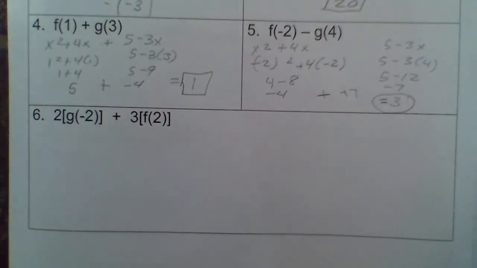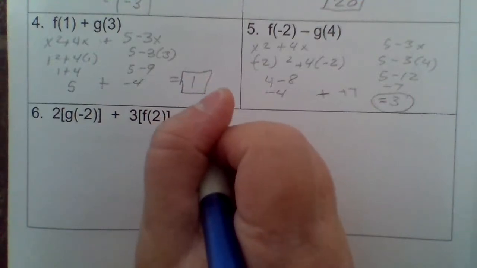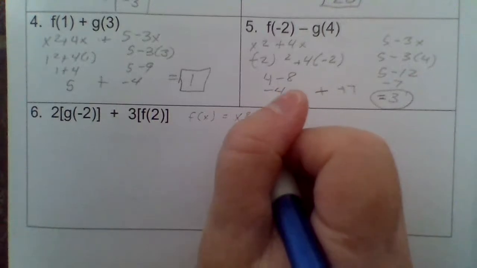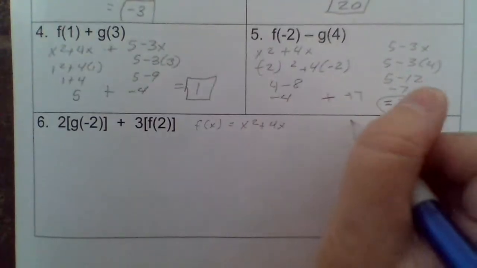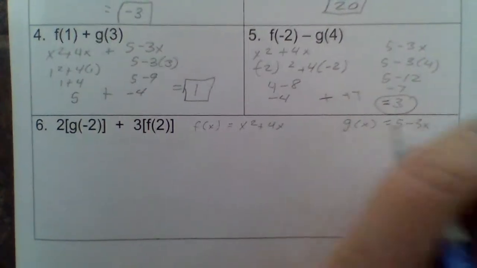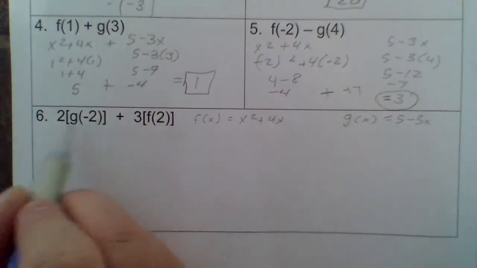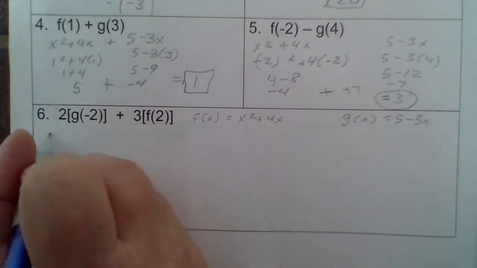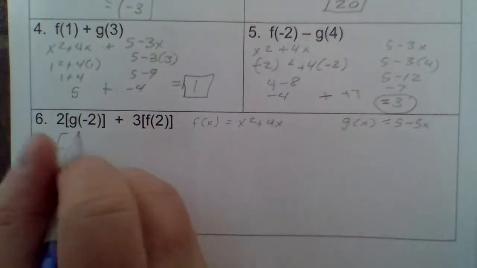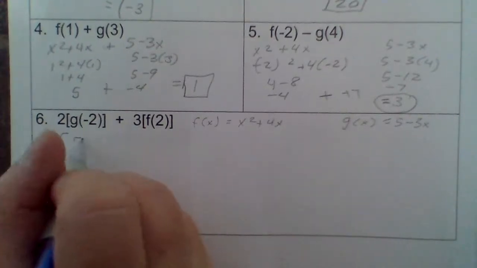I'm going to write the functions next to it so I don't have to keep scrolling up. F of x equals x squared plus 4x. G of x equals 5 minus 3x. So I'm going to do, it is working inside out. So I'm going to multiply 2 times g of x, which is, make sure it's the g of x. We're doing this one first now.